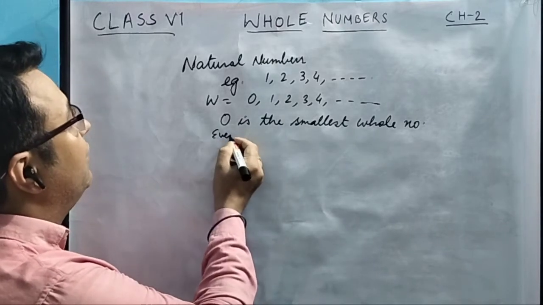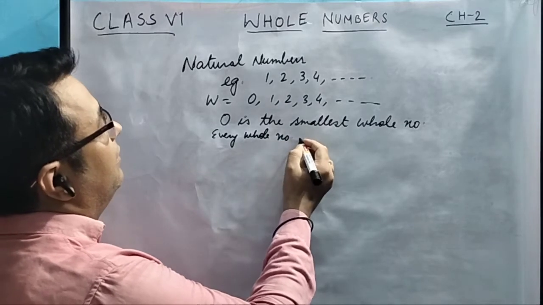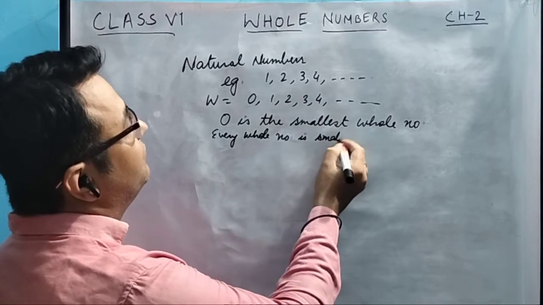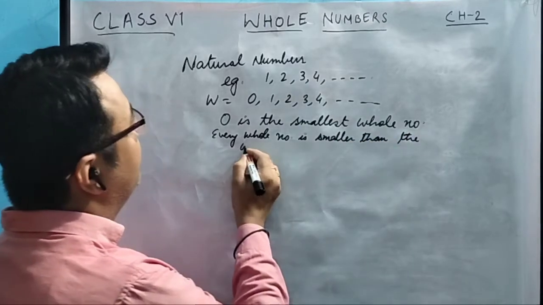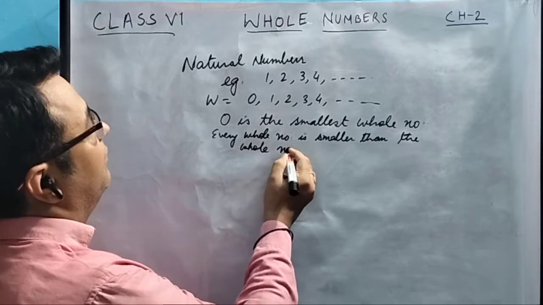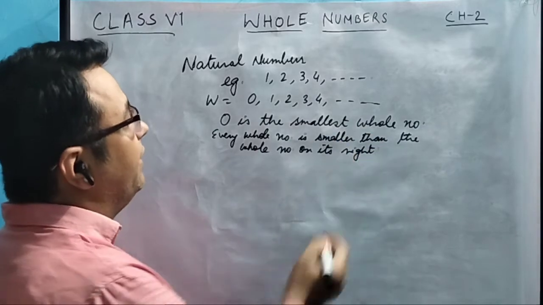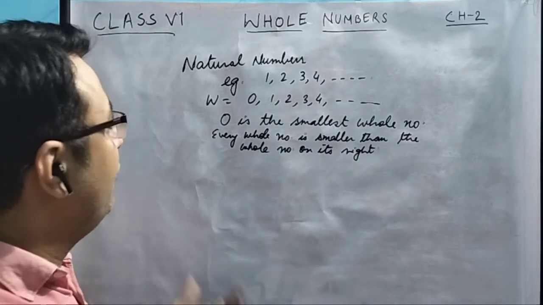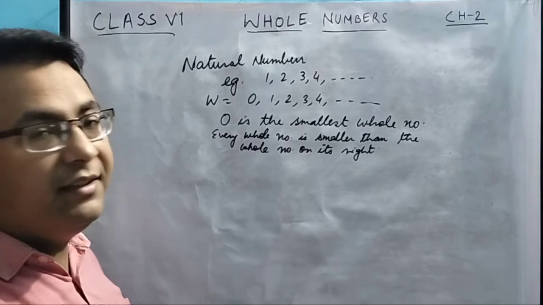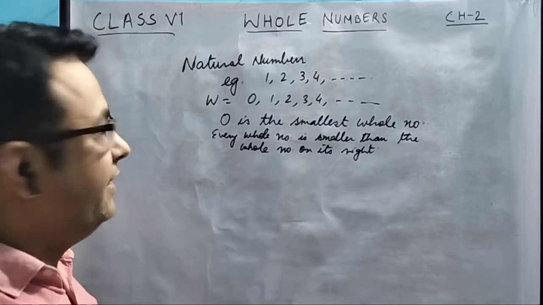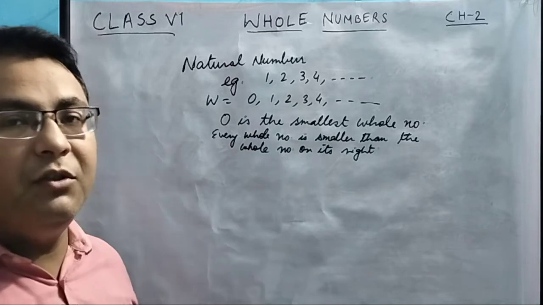So every whole number is smaller than the whole number on its right. Using property number 2, we can also say that every whole number on the right side is greater than the whole number on the left side.